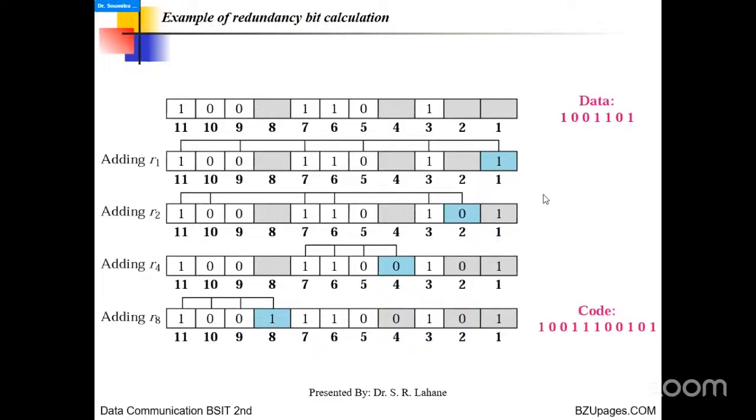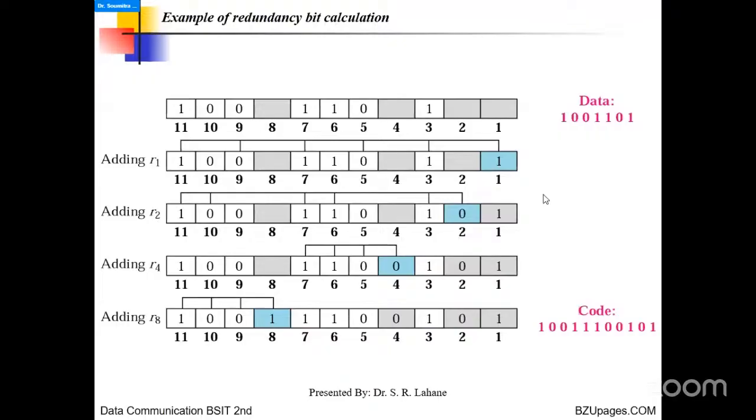Then second, to decide R2, bit positions 2, 3, then 6, 7, and 10, 11 are considered. The data bits already have even parity. The value of R2 equals 0. To decide R4, bit positions 4, 5, 6, 7 are considered. Again the same, even parity is already there. So the value of R4 equals 0. Then for deciding R8, bit positions 8, 9, 10, 11 are considered. To make it even parity, the value of R8 equals 1.